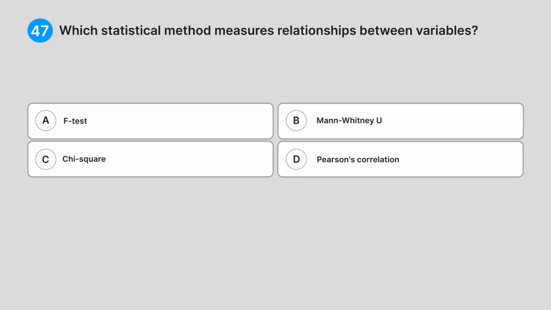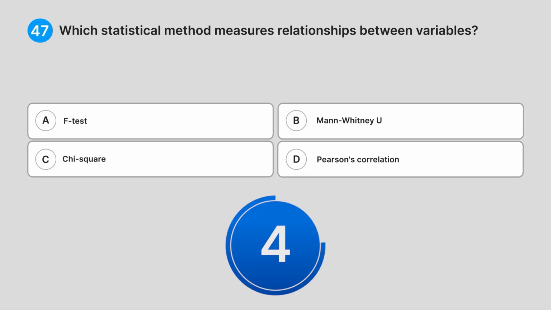47. Which statistical method measures relationships between variables? A. F-test, B. Mann-Whitney, C. Chi-square, D. Pearson's correlation. Can you guess the answer?